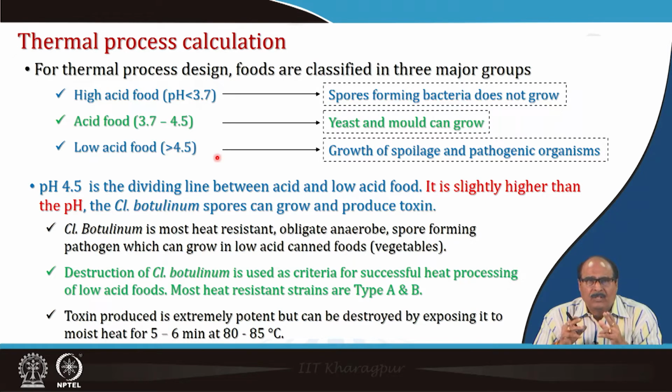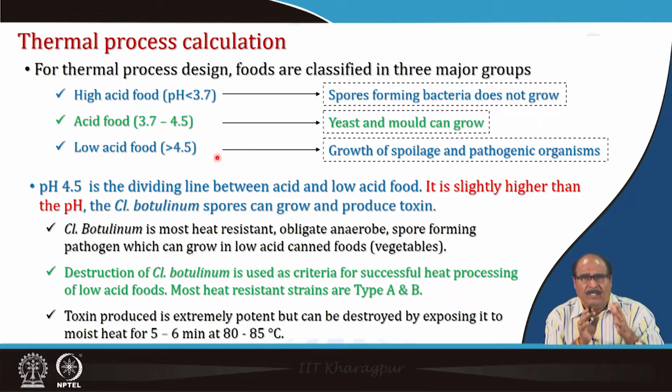In acid foods which have pH between 3.7 and 4.5, yeasts and molds can easily grow. So if you know the pH of the commodity, you can find out which group of bacteria, yeast or mold can grow in it, and accordingly you can process your product and decide the thermal process conditions. pH 4.5, which is the dividing line between acid and low acid food, is slightly higher than the pH required by Clostridium botulinum for its growth.